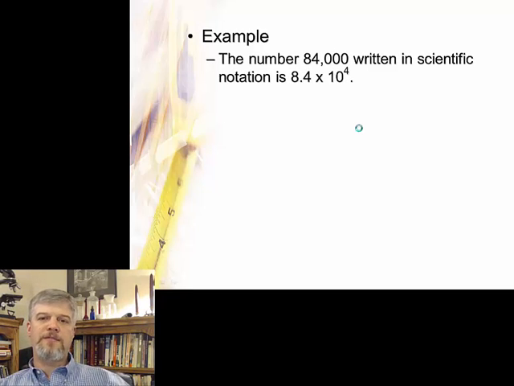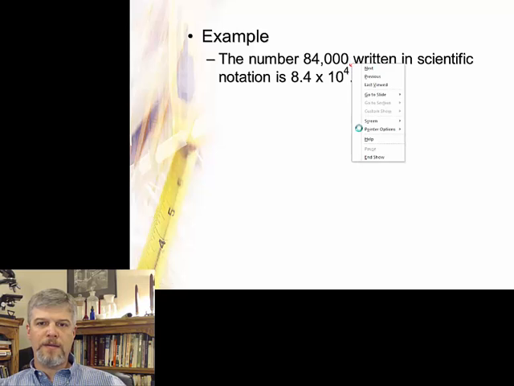Here is the number 84,000, and to write it in scientific notation, the result will come out to be 8.4 times 10 to the 4. The question is, how do you get there from here? So you would want to go up to your 84,000 and locate where the decimal is written currently, which is right there. Okay?